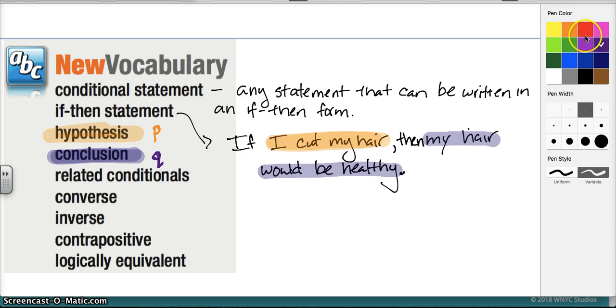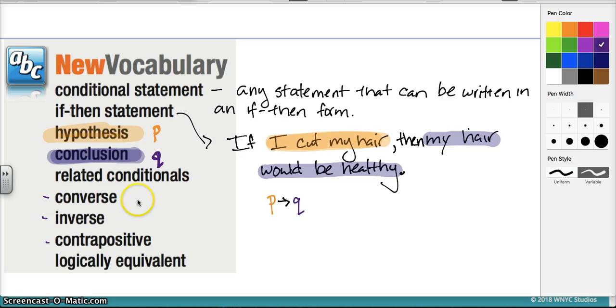So we've got something called related conditionals, and related conditionals are going to basically refer to these things here. Here's a conditional statement that we've written: If I cut my hair, then my hair would be healthy. The related conditional could be the converse of that particular statement, the inverse of that statement, or the contrapositive. I'm going to let you know what they are in just a second. So my original statement can be represented as P implies Q. I cut my hair implies that my hair would be healthy.